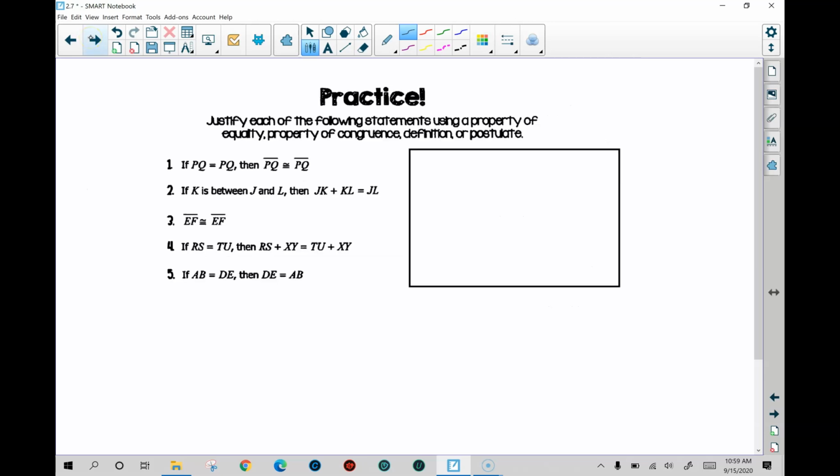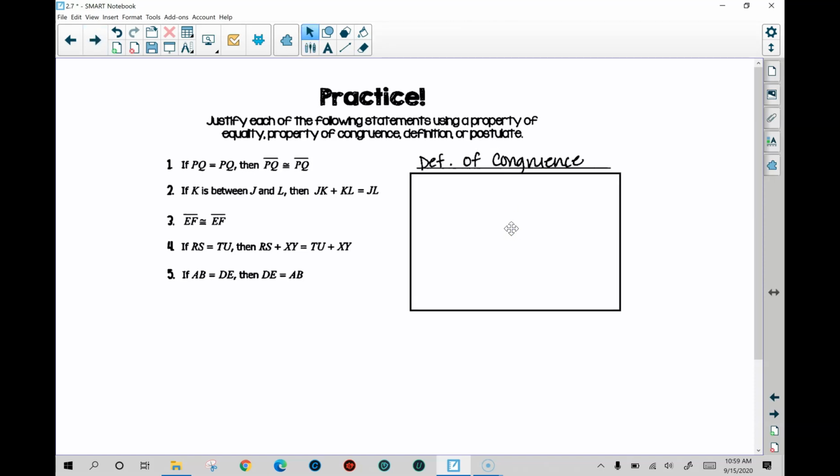All right, so we're going to practice with some justifications, and we're going to do a matching, basically. So if PQ equals PQ, then segment PQ is congruent to PQ. So that's that congruence. Remember, because we have the congruent symbol.